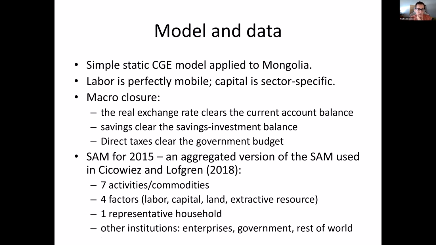We are calibrating the model with a relatively small social accounting matrix for Mongolia. It has 7 activities and commodities, and there is a one-to-one relationship between activities and commodities. Then we have 4 factors: labor, capital, land, and mining resources. Only 1 household. Together with the household, we have enterprises, the government, and the rest of the world. So we have 4 institutions in this particular application.